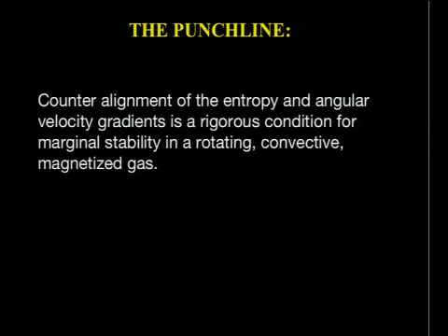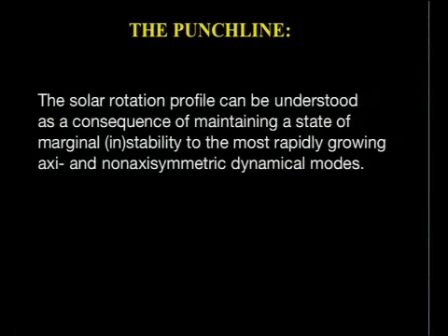So, before I get into too much heavy overhead with the equations, let me give you the punchline, which is in 3 parts. Number 1, counteralignment of the entropy and angular velocity gradients is in fact a rigorous condition for the marginal stability in a rotating convective magnetized gas. That's kind of a 1-sentence summary of what the connection is.